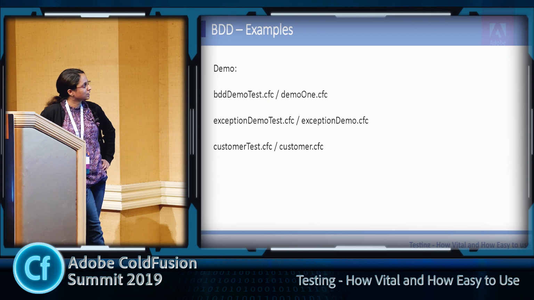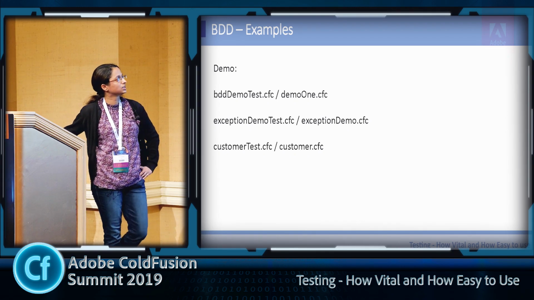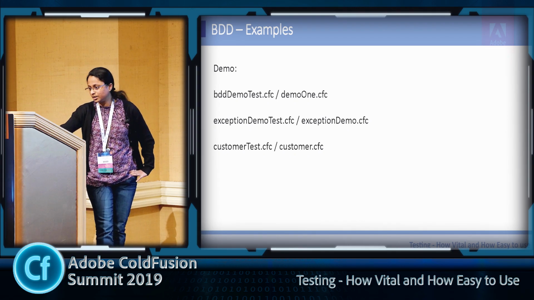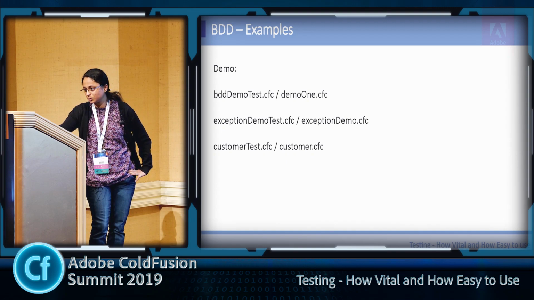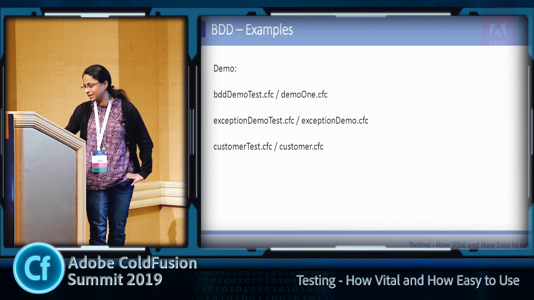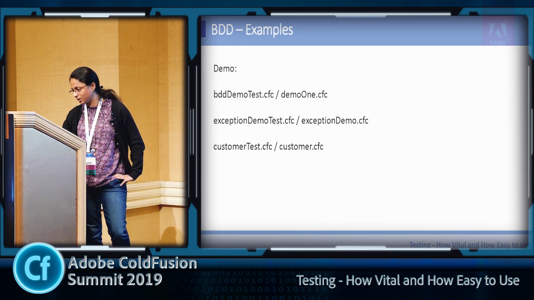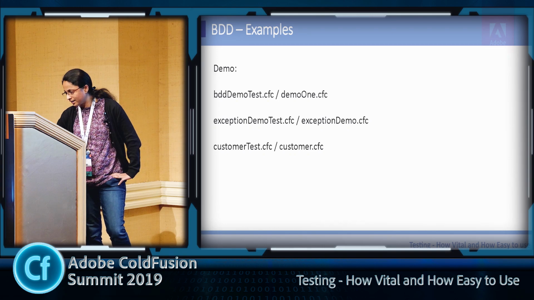And then there are tons of matchers available in TestBox. You can also negate them. This was toBe, this is not toBe. Then you have greater than, less than, toBeTypeOf array, not toBeTypeOf array, anything. And that's what is demonstrated here.